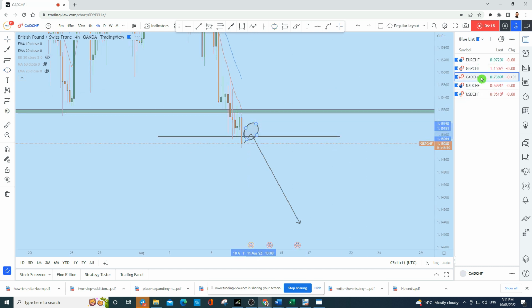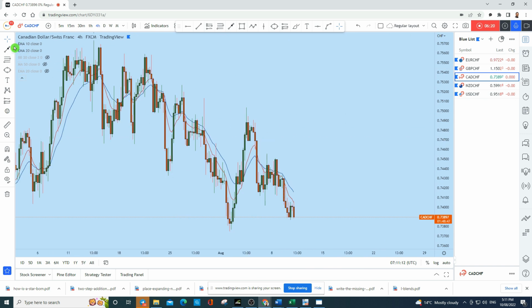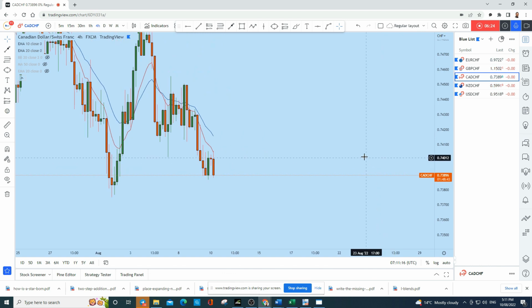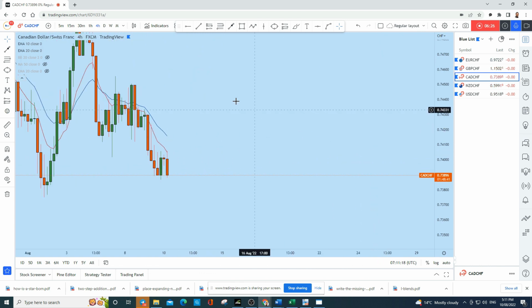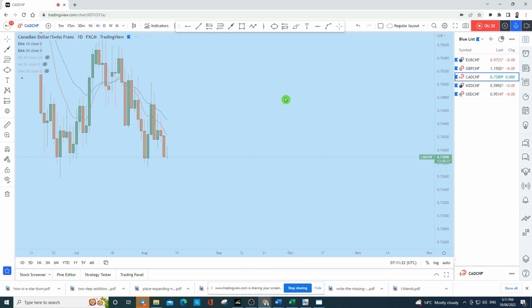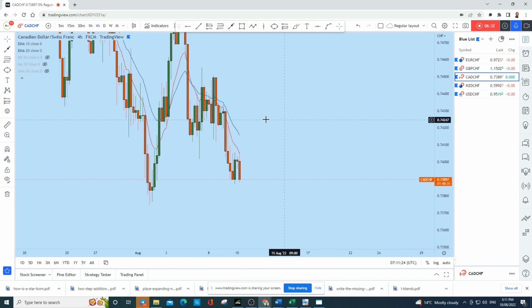Now let's look at CAD-CHF. As you can see, we are already in a trade which is running in good profit with our VIP students. If you look at the 4 hour time frame first, you see this bearish candle, and after this bearish candle we have seen a strong pin bar, which is where we entered the short trade on CAD-CHF.